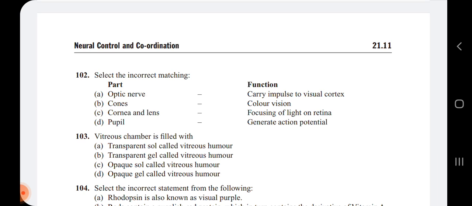Option D, the pupil, it is going to generate action potential. Here the transmission of the action potential is done by the optic nerves. Where the action potential is generated is in the retina, inside the photoreceptor cells. So what they have given is wrong with respect to option D. That's why option D is the incorrectly matched pair, so that is the correct answer.